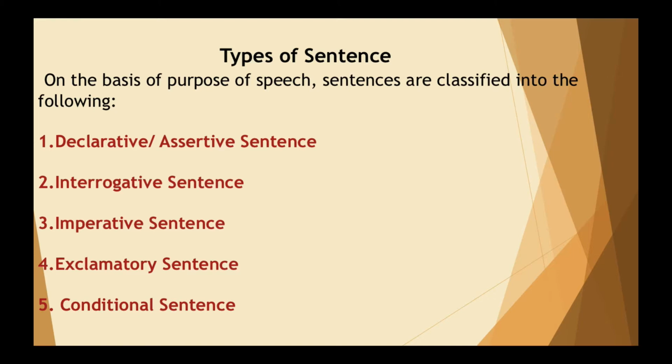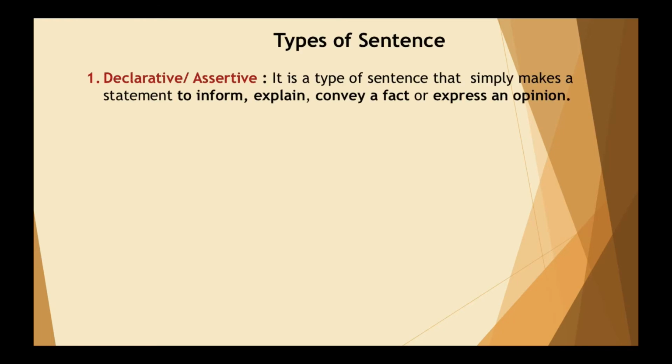All right, there is another classification which is based on the structural context of sentences, which are complex, compound, simple, and compound complex sentence. Guys, you do not need to worry, we will be covering it up in my next video. All right, so for now, we are just going to stick to these 5 types based on the purpose of speech. So let's come to the first type, declarative or assertive sentence.